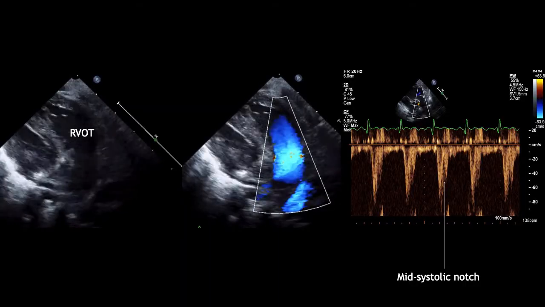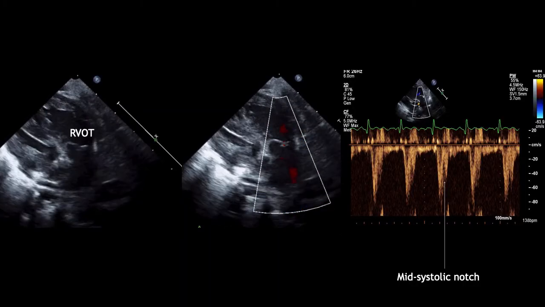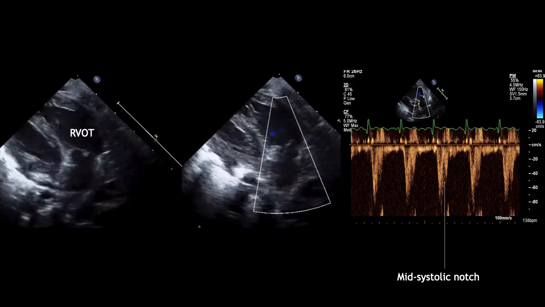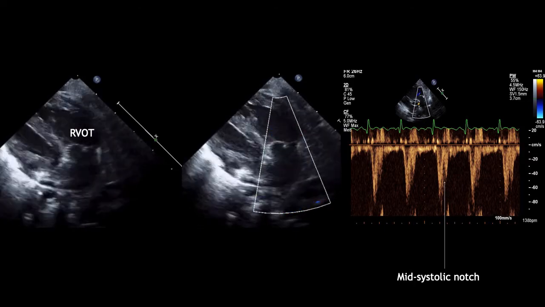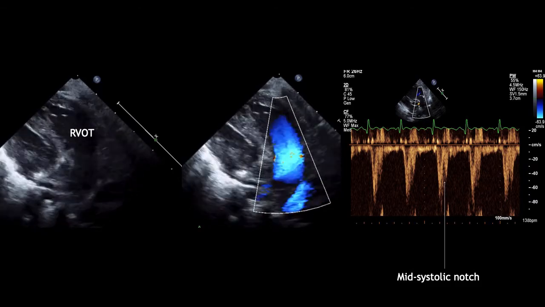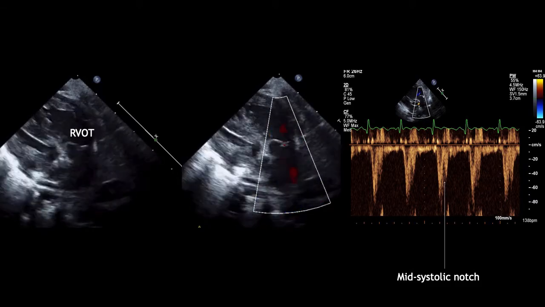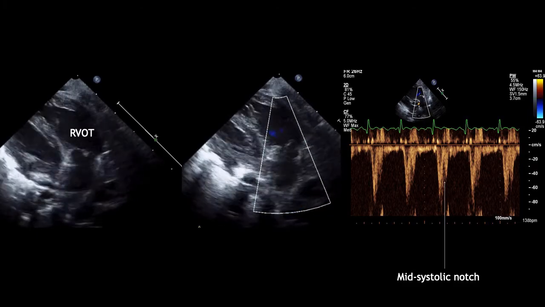So when looking at the Doppler, we usually position it at the level of the tip of the pulmonary valve, and then sometimes in some cases of increased afterload, you can even notice this mid-systolic notch. So these are indicators that there might be underlying increased RV afterload.